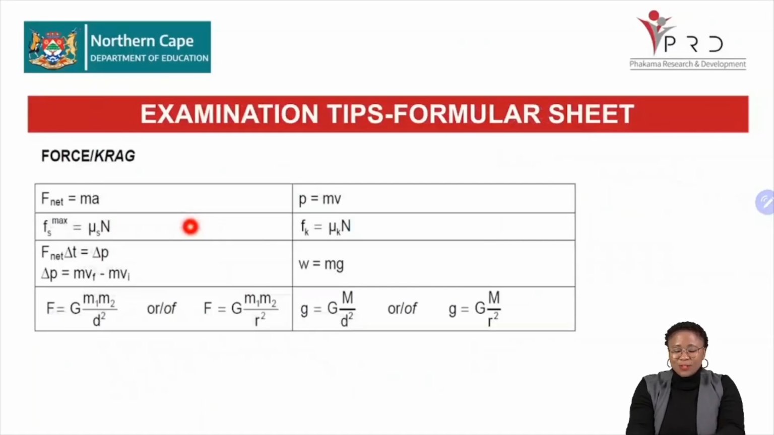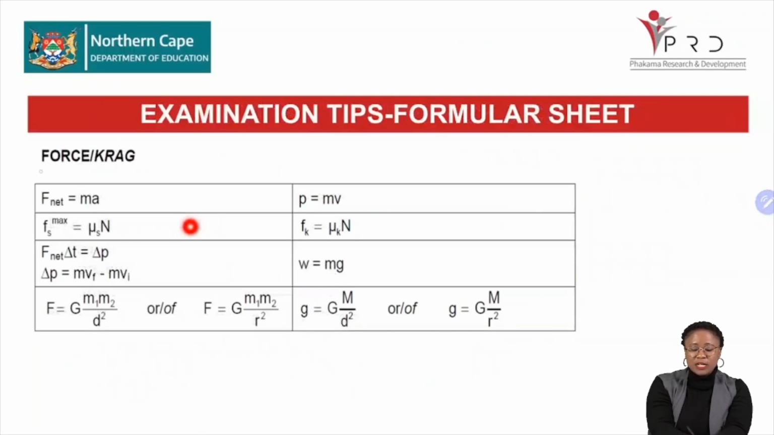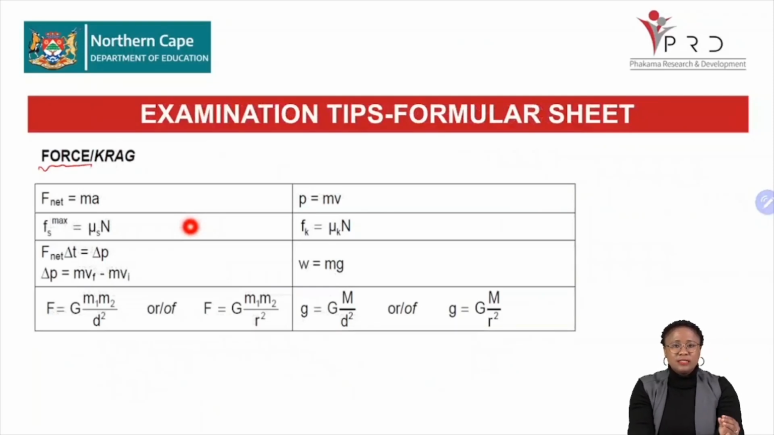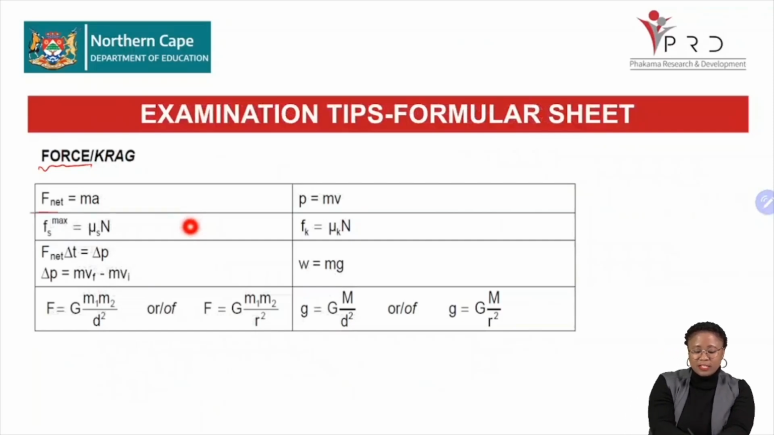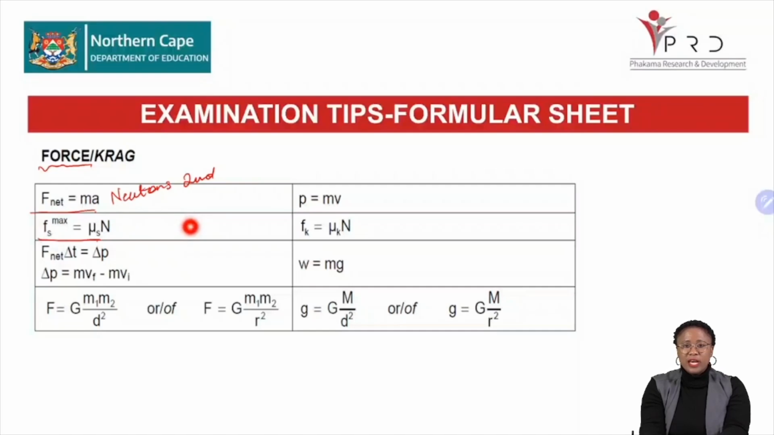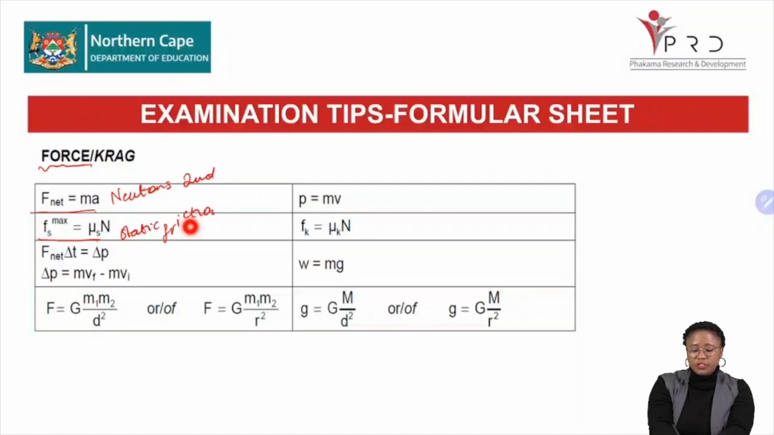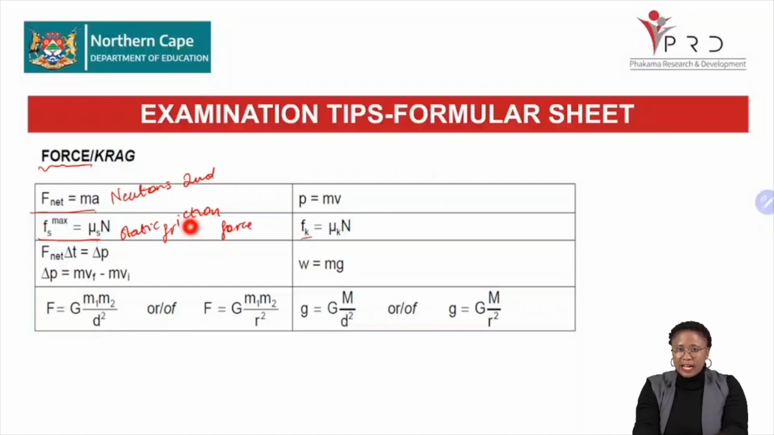Now, let's quickly move on to the formula sheet. What is it that you must remember in this chapter? You must know which formulas to use when you are dealing with this chapter. We know F net equals ma. This one I use when I'm dealing with Newton's second law. Okay, this is the formula that I use. I know fs max equals mu s multiplied by N. This is the formula to calculate the static friction force. Okay, friction force. And then over here, the moment I see a k, I remember that is the kinetic friction force.